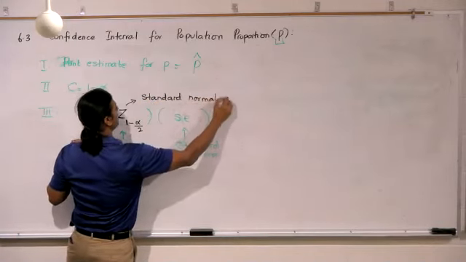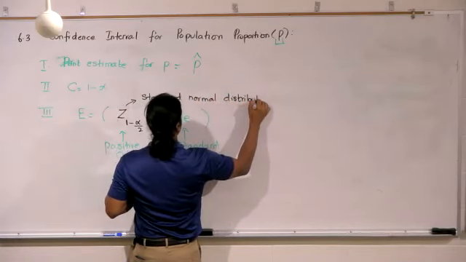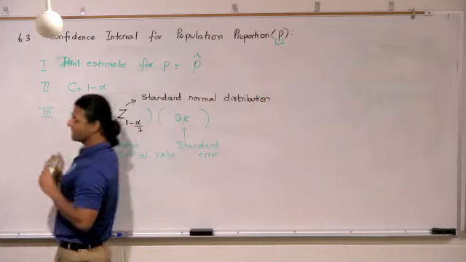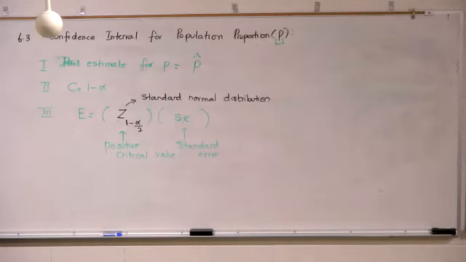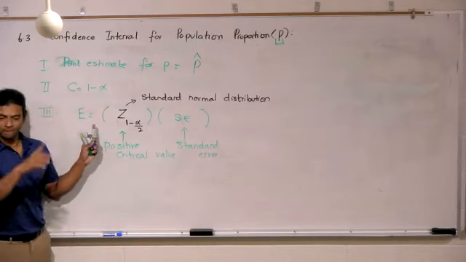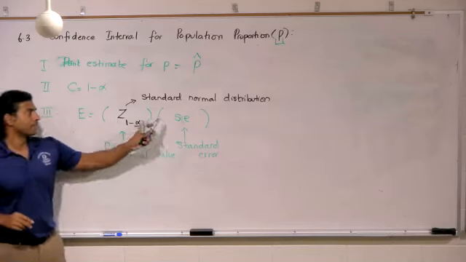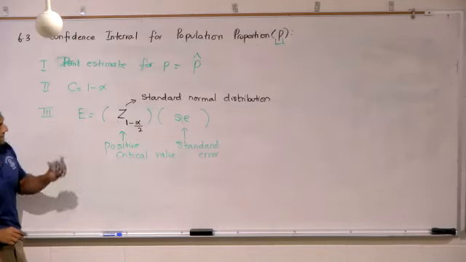What is the mean of a standard normal distribution? 0. And what is the standard deviation? 1. So the mean is 0, the standard deviation is 1. So we can easily find this value using the calculator. We did a whole bunch of problems in section 5.3. Now on to the standard error.